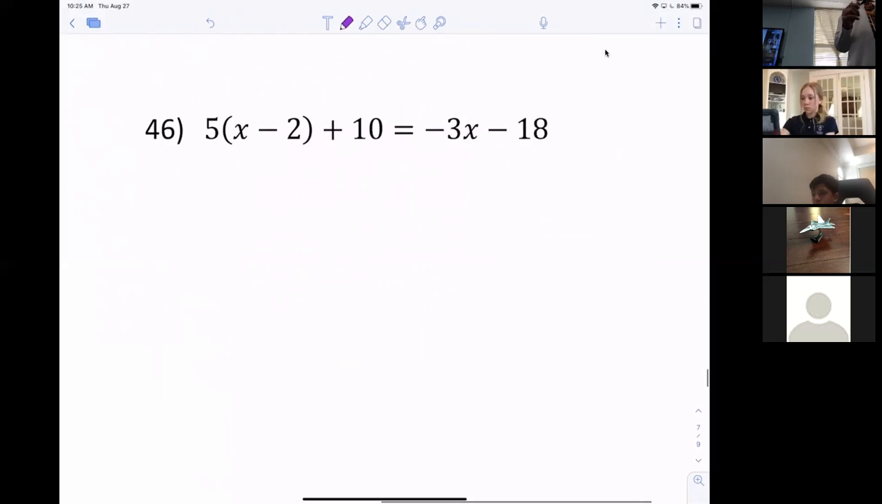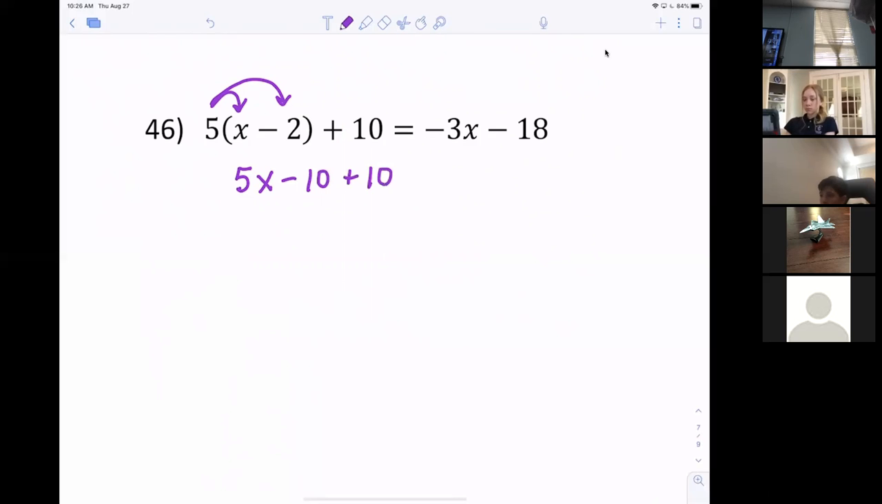Let's look at 46. Definitely on 46, I want to go ahead and distribute the 5. So come on now, everybody distribute the 5. So that becomes 5x minus 10 plus 10 equals negative 3x minus 18. Anybody have any complaints about that? Okay, now you should be looking over here saying, what's true here? Yeah, they already cancel out, which is nice. So now I have 5x equals negative 3x minus 18.